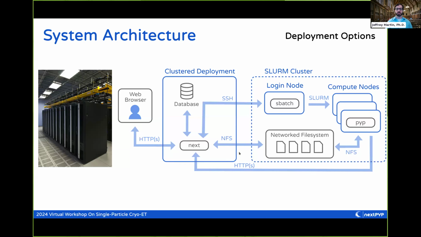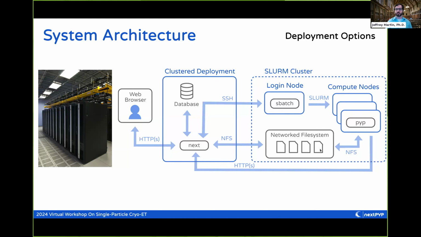This box here represents one machine that's running our web server. And then we move all of our actual compute into the Slurm cluster. And the way that works is the next website software will SSH into the login node of the Slurm cluster. It'll call Slurm job submission commands, and it'll run PYP jobs on the nodes of the compute cluster. And then the mechanisms for talking to the website are slightly different. They'll share a file system.